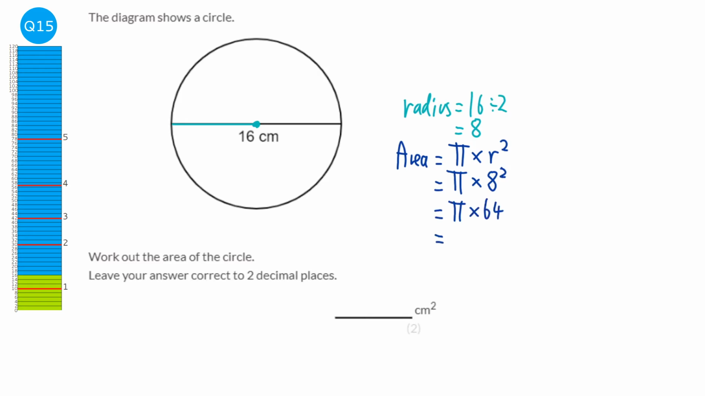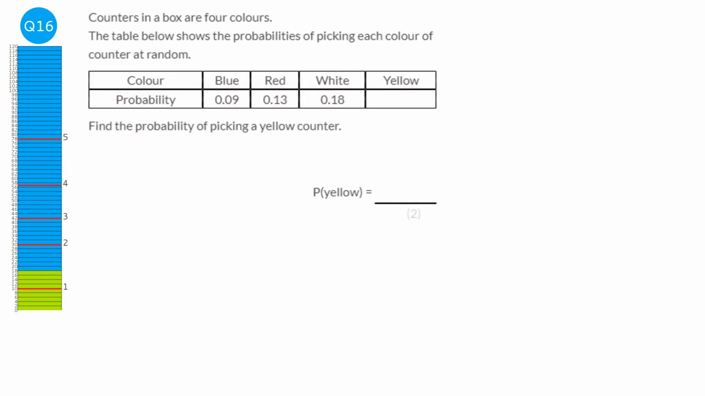When we type that into the calculator, we get 201.061, and so on. And the question asks it to 2 decimal places, so rounding that to 2 decimal places, we get 201.06 centimeters squared.